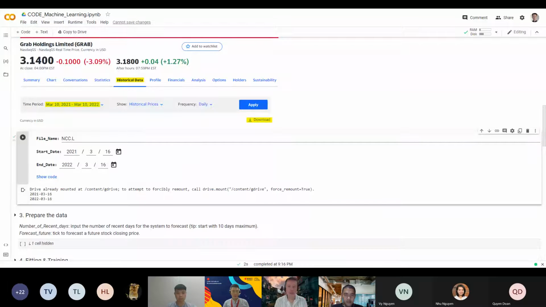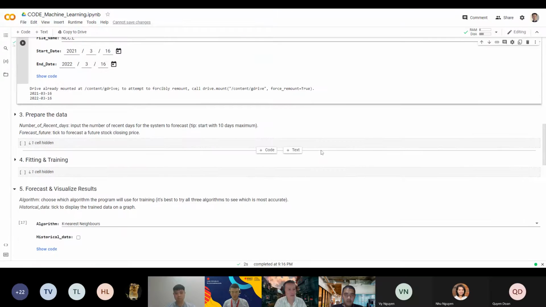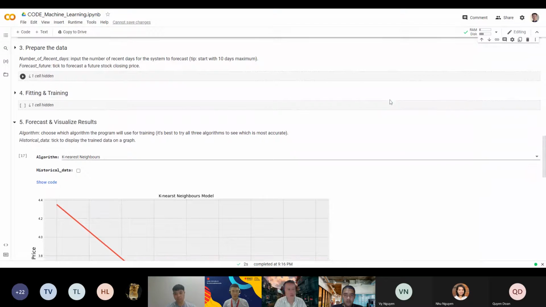Excellent. So you'll know when it's worked that you'll get a green tick next to the play button. If you get a red cross or the play button goes red, that means there's an error, and let us know and me or Mun can help you out with that. All right, so now this machine learning program has imported 1 year's worth of trading data from your company, from the Yahoo Finance website. Okay. We now scroll down to section 3, prepare the data.